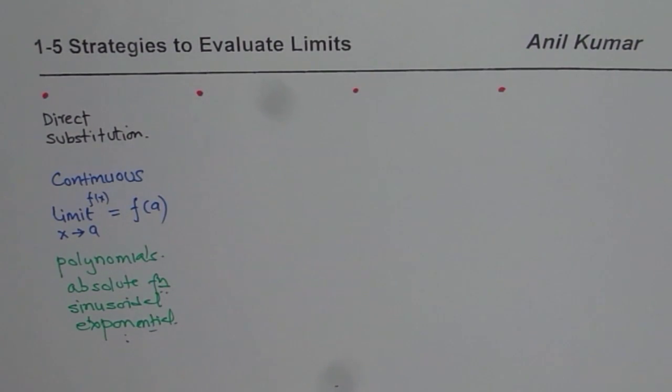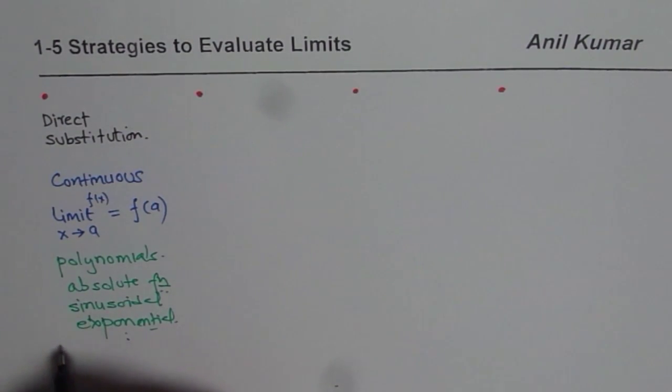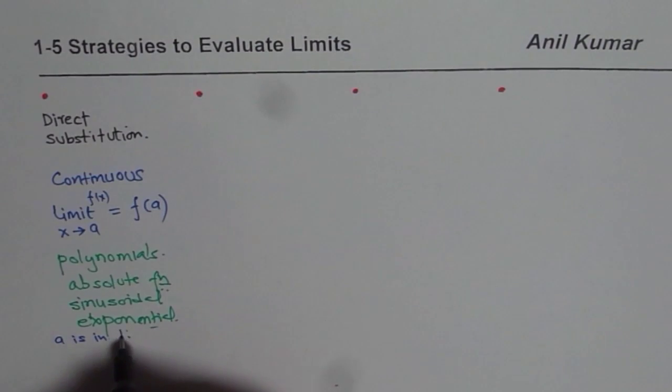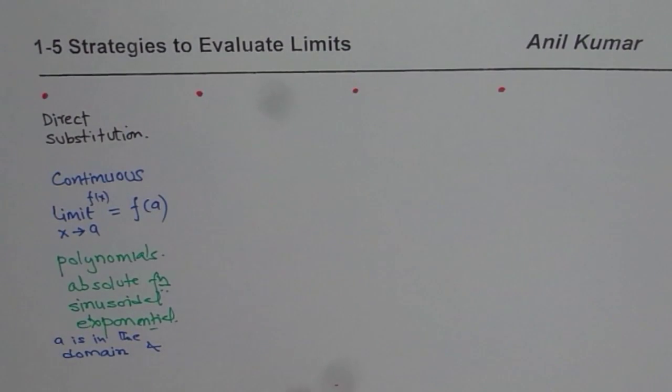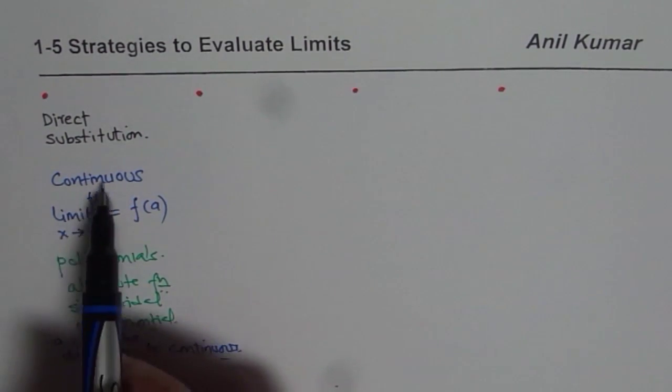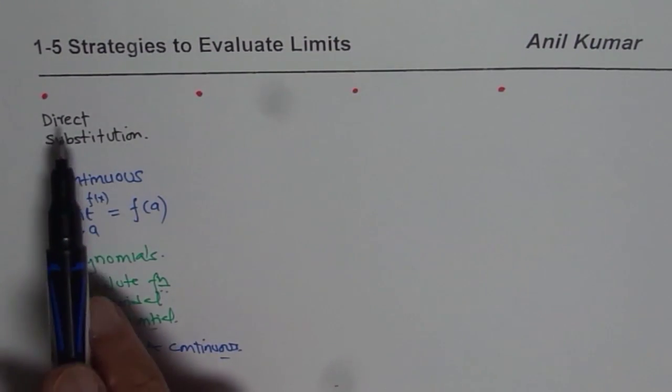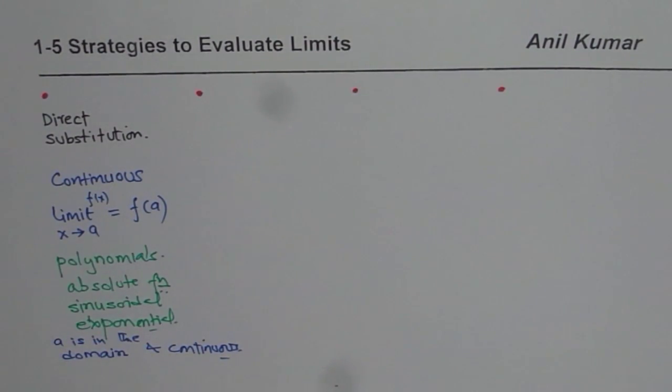Direct substitution also works for rational functions in case we are looking for limit at a point which is not at the point of discontinuity, right? So at times it works there also. So if the point is in the domain of the function, it works. So basically what is important here is that a is in the domain and the function is continuous at that time, right? Domain and continuous. Well, the key is that the function should be continuous at a to directly substitute and get the result.